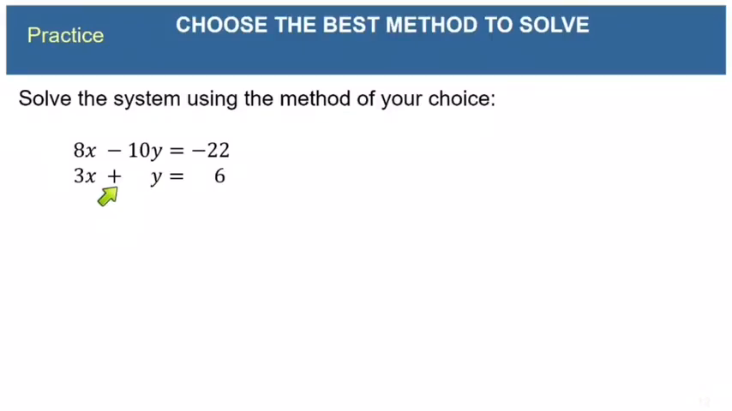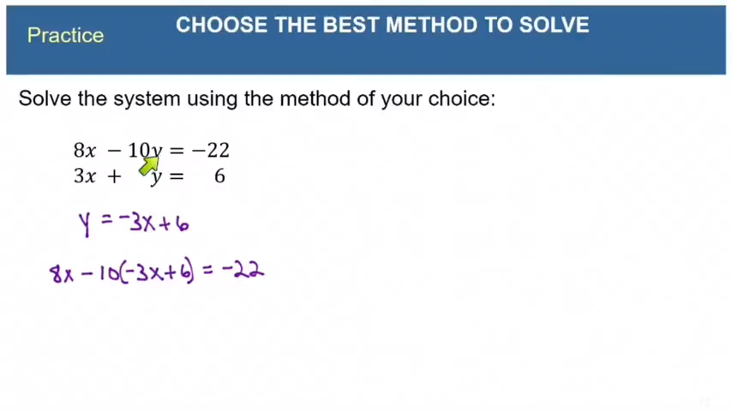Now we're using substitution method first, so let's start out by isolating this y. So I'll take my second equation and I'll move this 3x over to the right side. That's going to give us y equals negative 3x plus 6. Now remember the substitution method, we substitute this expression in place of the y in the other equation. So now I'm going to have 8x minus 10 times negative 3x plus 6 equals negative 22, like this. Okay, now the y is eliminated and all we have left is x.